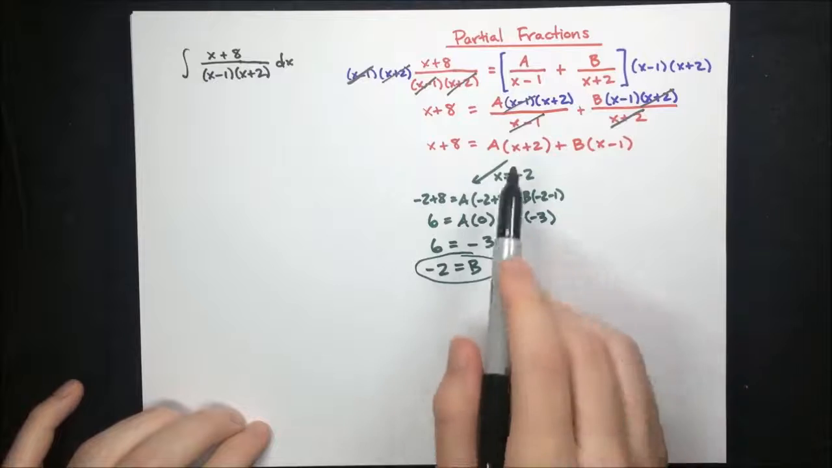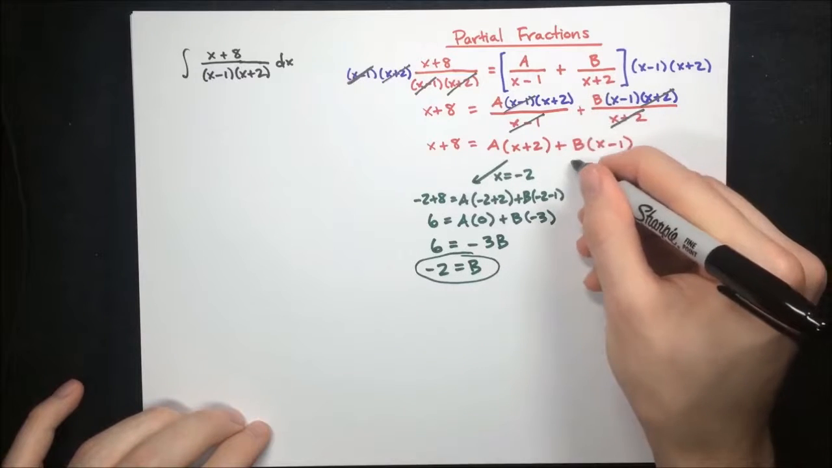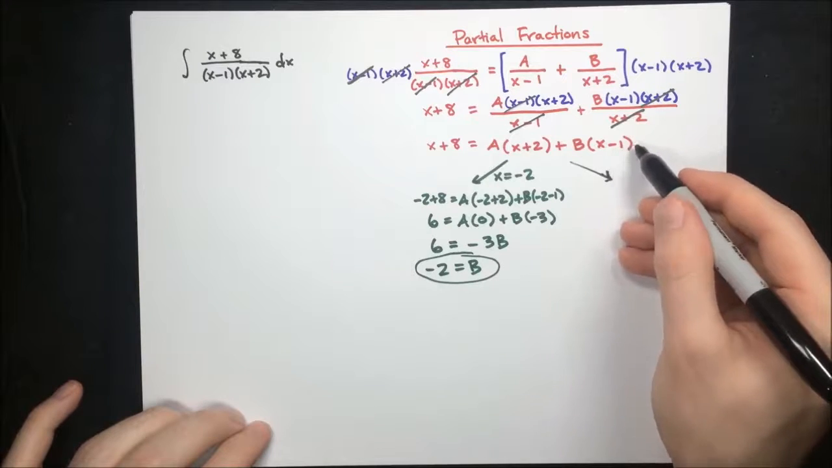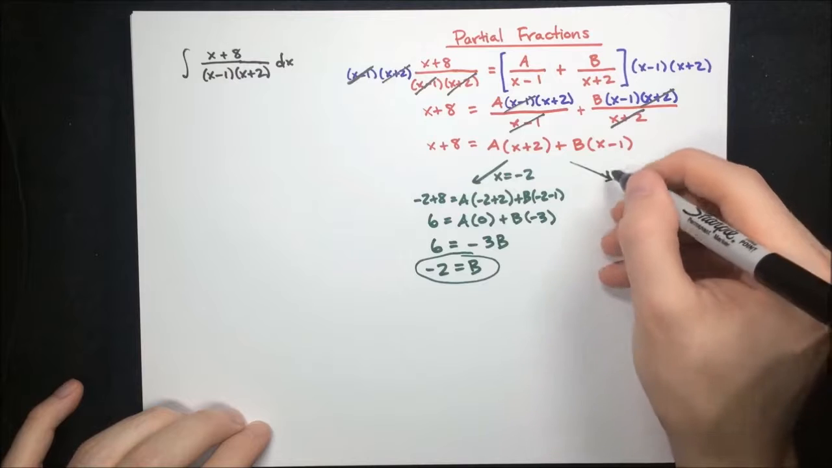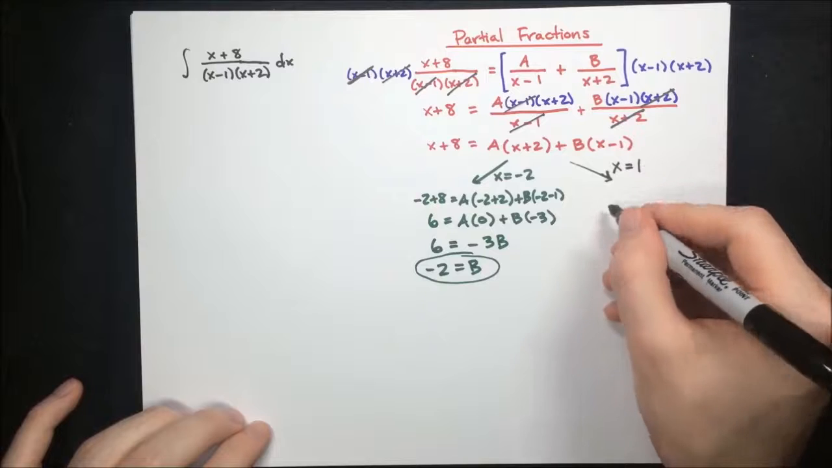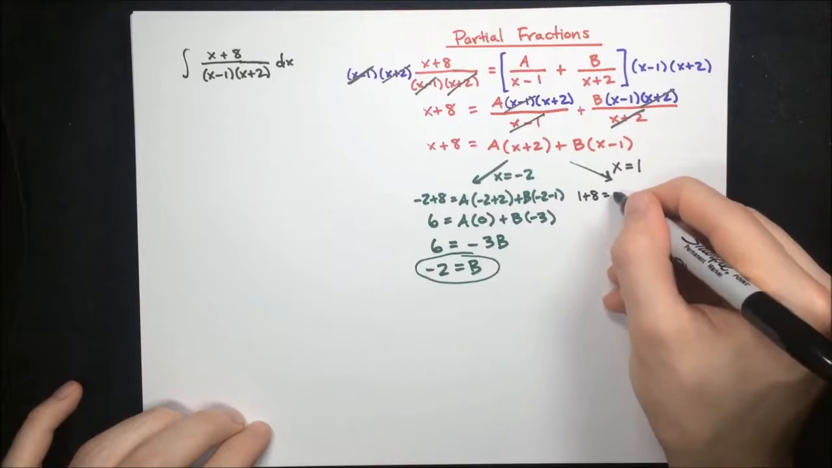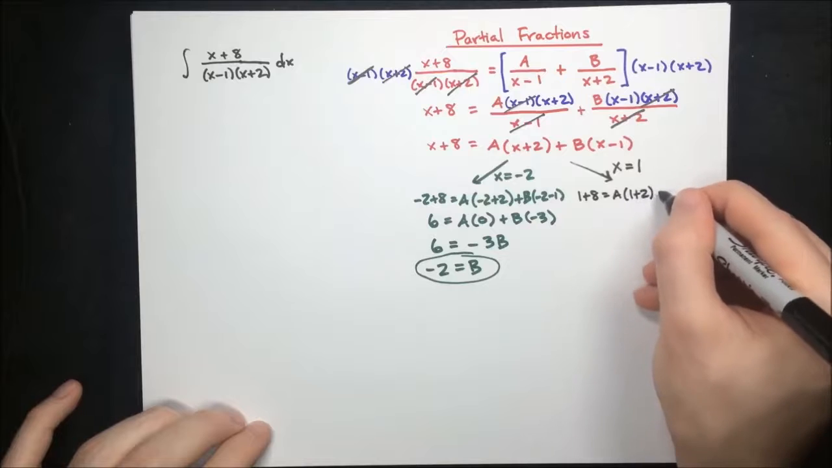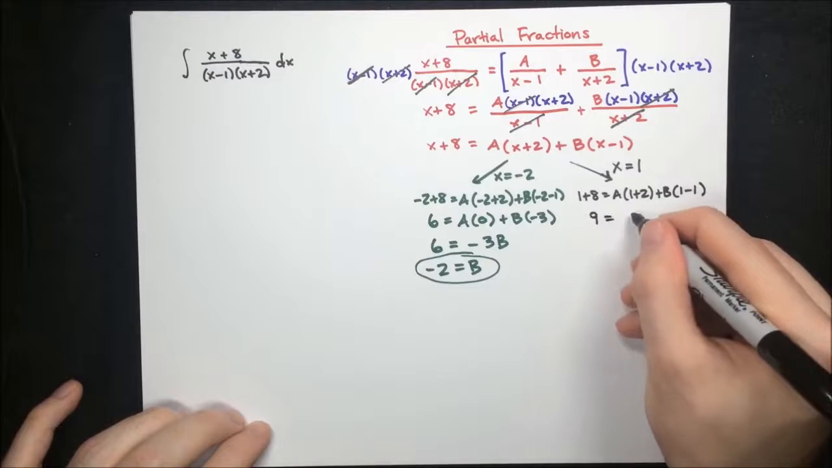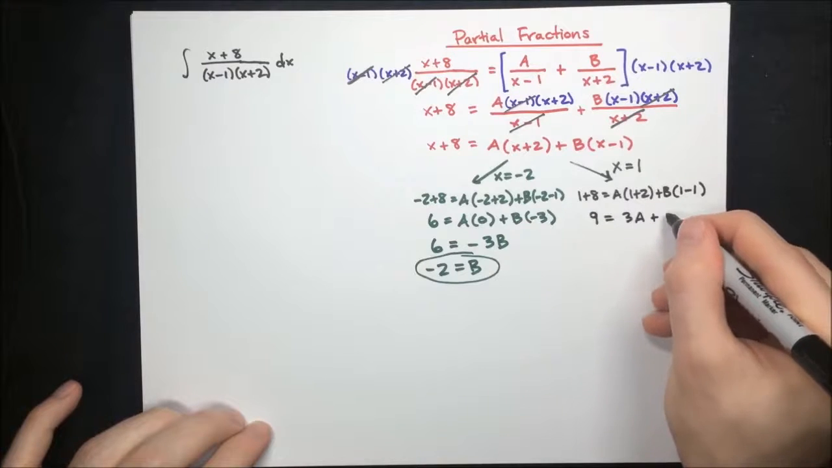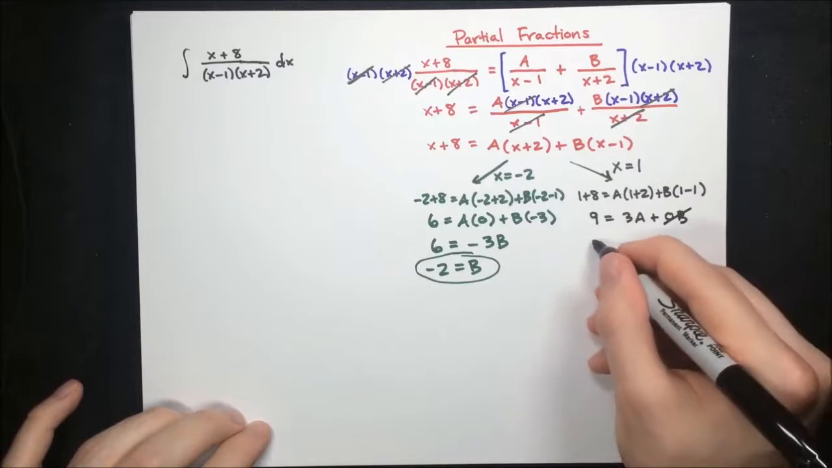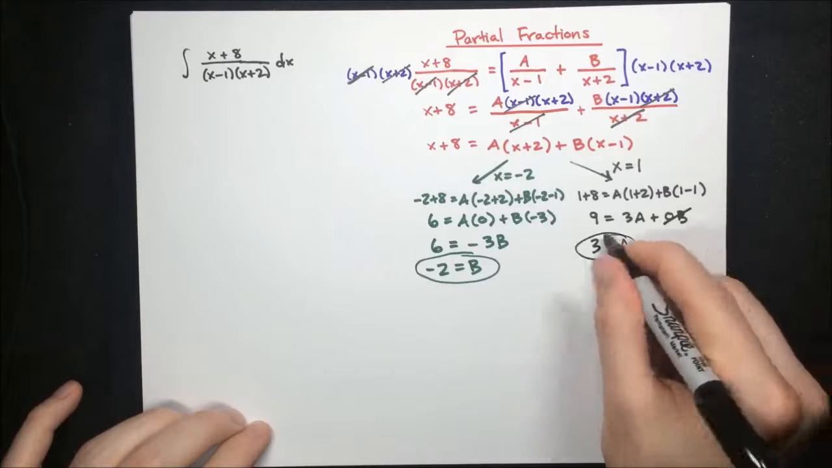We know what b is in our partial fractions expansion, and we can do a very similar thing to solve for a. Let's plug in something that will eliminate the coefficient on the b. The coefficient on the b is x minus 1, so to make that 0, we can plug in x equals 1. And then the result is 1 plus 8 equals a times 1 plus 2 plus b times 1 minus 1. And this simplifies. 9 equals 3a plus 0b. And that goes away, so just 9 equals 3a, divide by 3, and you get 3 equals a. And there's our a value.